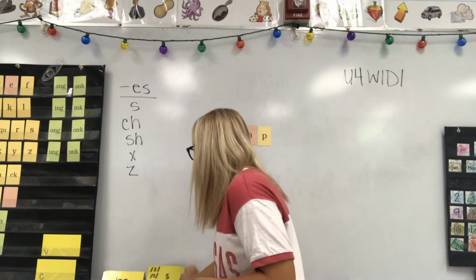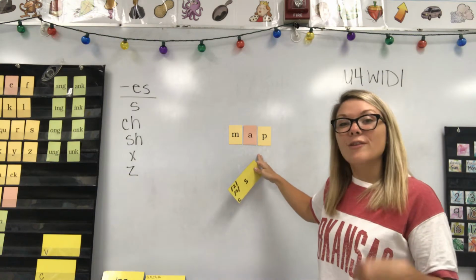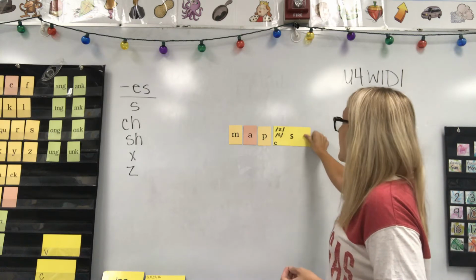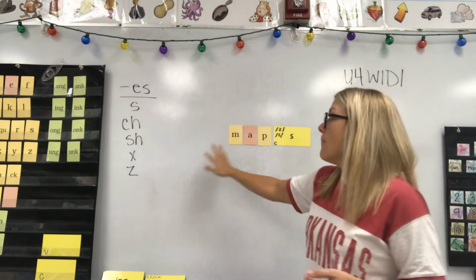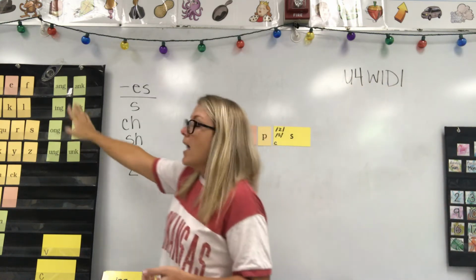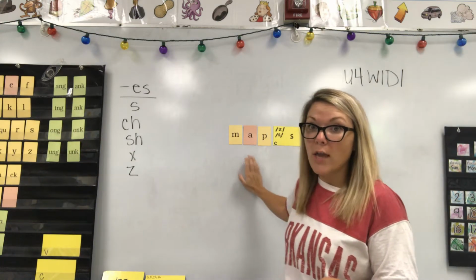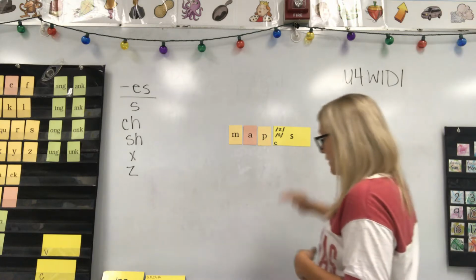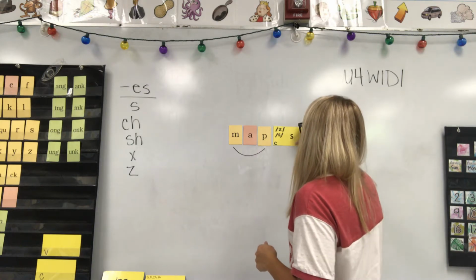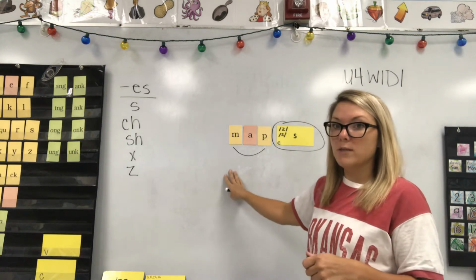I have map. To have more than one map, that would be maps. So now I'm going to add my yellow suffix S to make it maps. It has to be the yellow suffix card. It cannot be a consonant card, because that makes it added to the base word, and we want it to be a base word and a suffix. So now I have a base word, map, and then I have a suffix. Base word and a suffix.